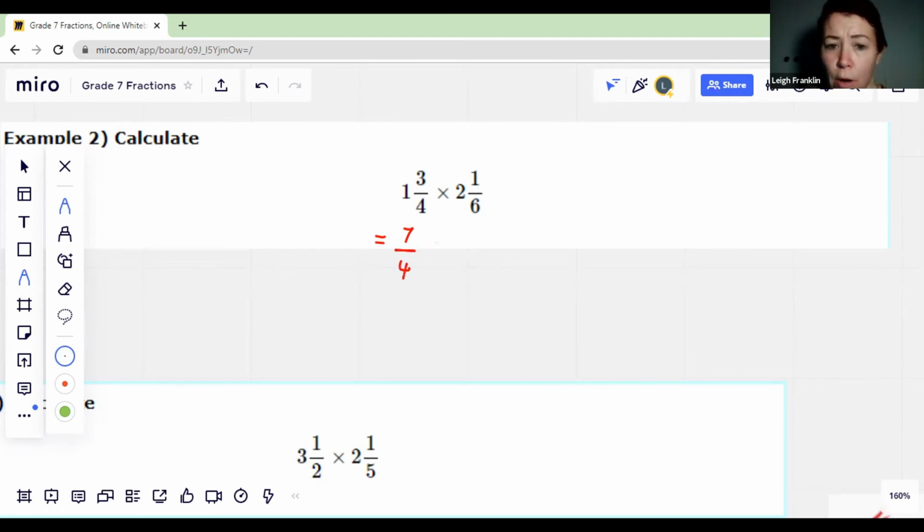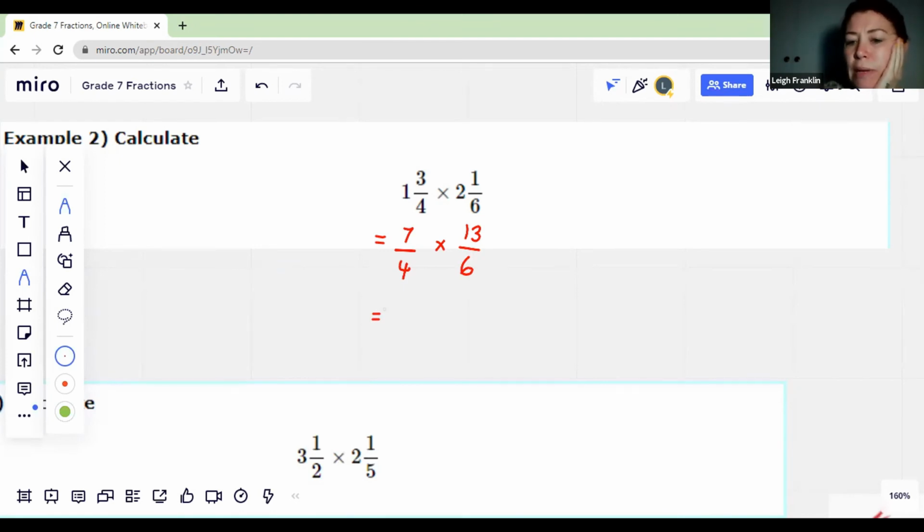And do you want to carry on going? And then you say 6 times 2 plus 1. Good. And that's going to leave you with? 13 over 6. Excellent. Well done. And then you've got to multiply them together. So this is a little bit of a difficult one, isn't it?